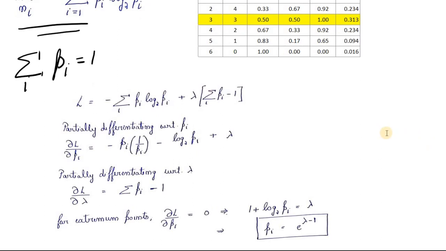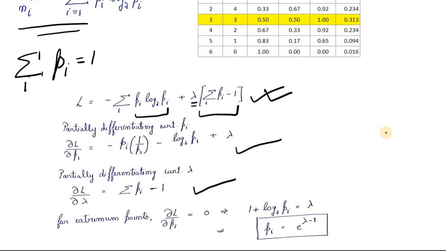Let's go step by step through this entire derivation. This is the formula of Lagrange. This is one scalar, this is the constraint which we just defined, and this is the value of entropy. We have two unknown variables over here, pi and lambda. We partially differentiate first with respect to pi and then we differentiate with respect to lambda.